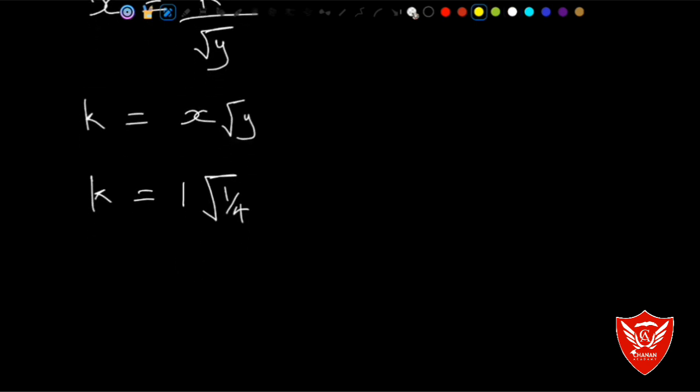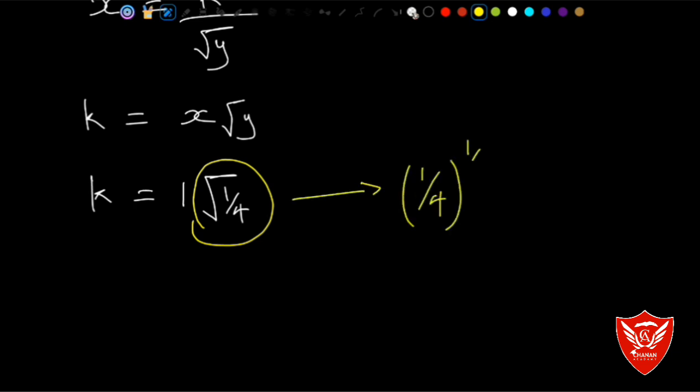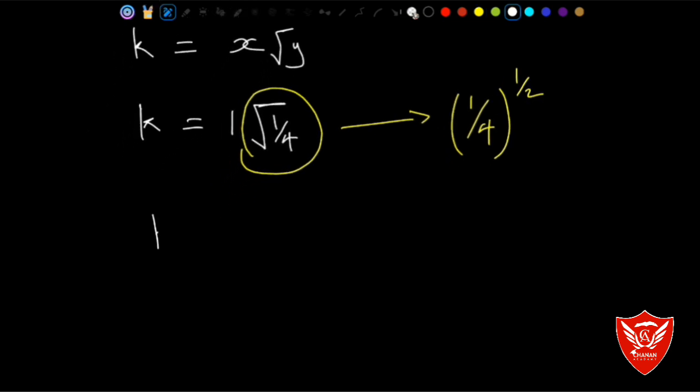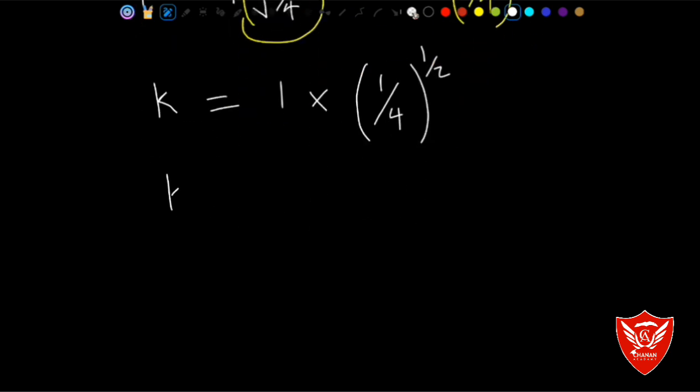Then we have k equal to, our x is 1, and then root of 1 over 4. Alright, now take note, this also can be expressed as 1 over 4 raised to the power 1 over 2. Then we are going to have that k is equal to 1 multiplied by 1 over 4, all in bracket 1 over 2. So k is equal to 1 multiply. If you open the bracket, you're going to have 1 raised to the power of half is 1, over 4 raised to the power of half.